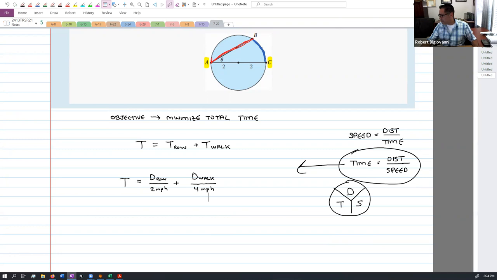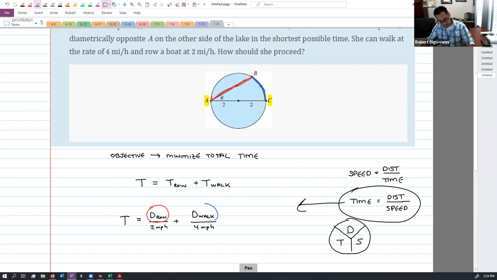Christian, you're up. Christian, we need to figure out two things: the distance she rows and the distance she walks. And this is the hard part, all right? The distance she walks is in blue. I'll do that. So I don't expect anything here, Christian, but do you have any idea how we might be able to figure out what this red line is?